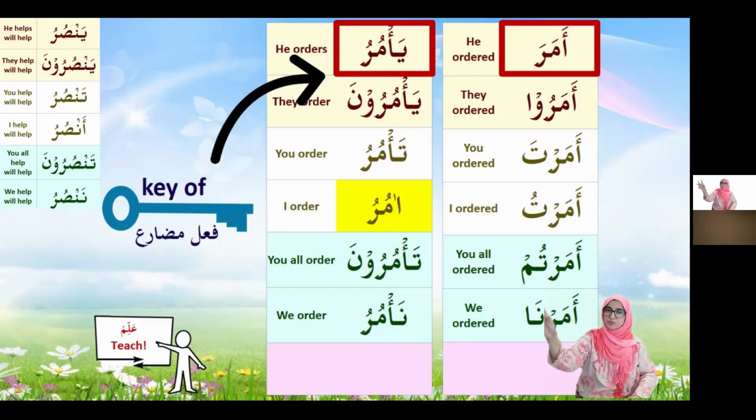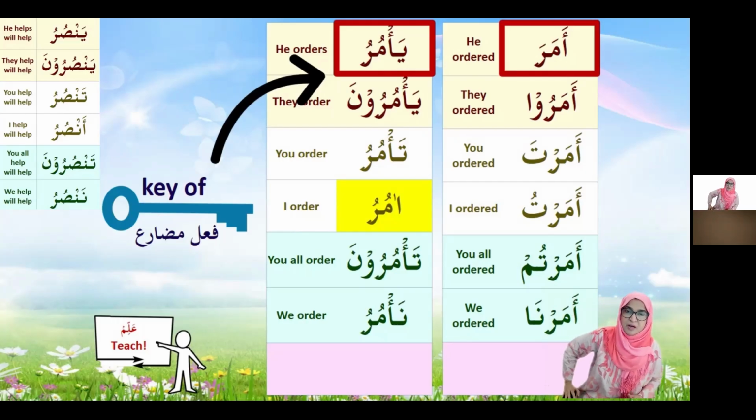Ya'muru, ya'muruna. Ta'muru, amuru. Ta'muruna, na'muru. Okay, so now I hope you got it. Let's practice one more time, because the secret of learning is just practice and revision. Two things you have to keep doing. Inshallah, it just fixes into the brain automatically. Let's do the mudari again. Ya'muru, ya'muruna. Ta'muru, amuru. Ta'muruna, na'muru.